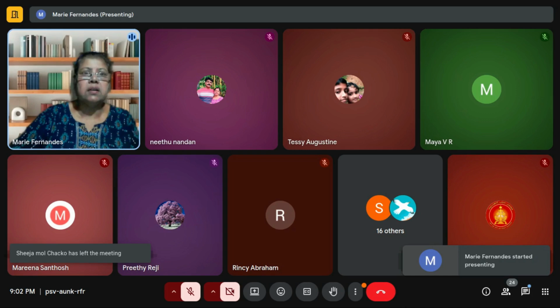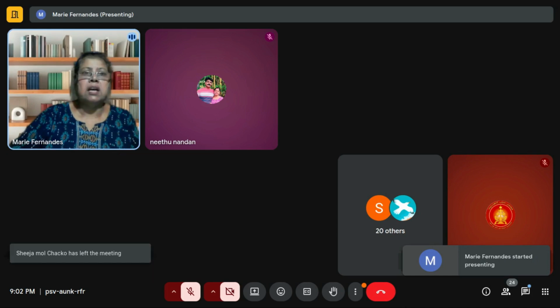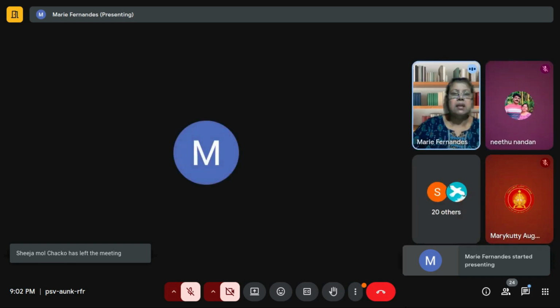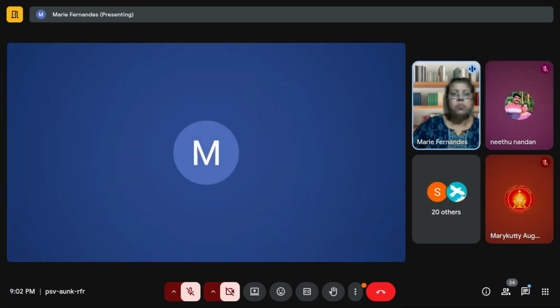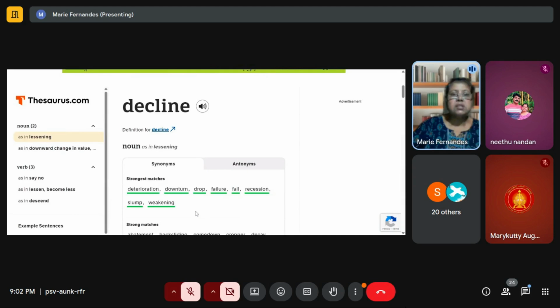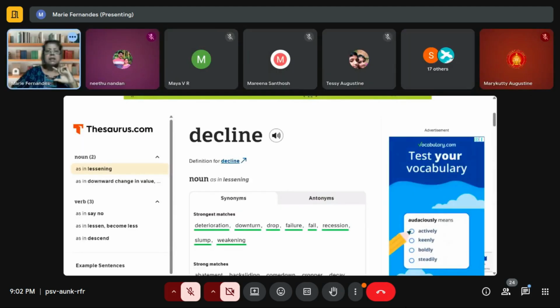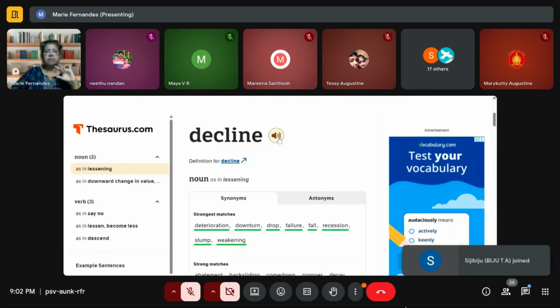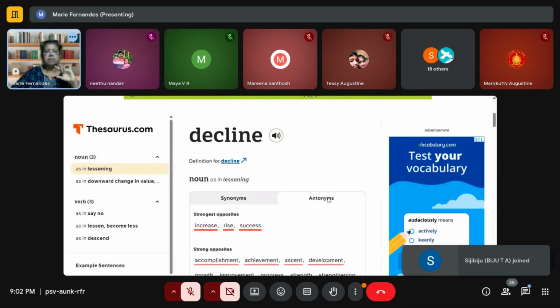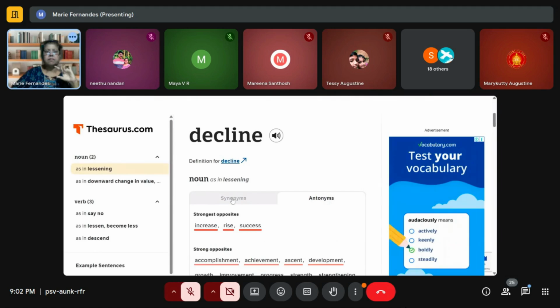You have to put any word here. Now, if I have put decline, what is closest in meaning to that you have to find out. Look at those words in that list. Closest in meaning, you must get the answer. If you like to listen to the pronunciation: decline, decline, decline. Synonyms and antonyms. You can go to both.